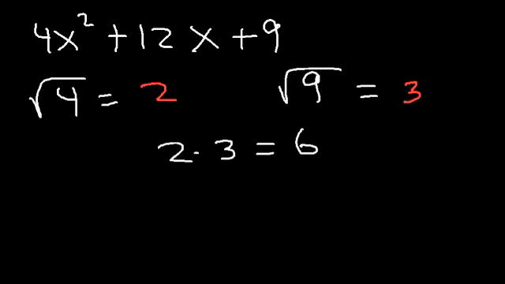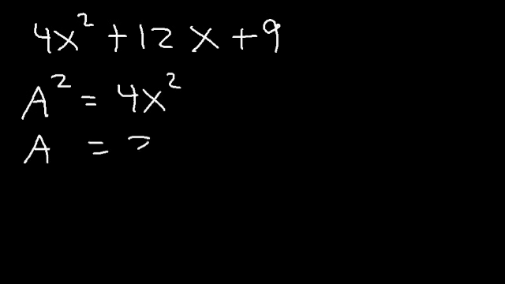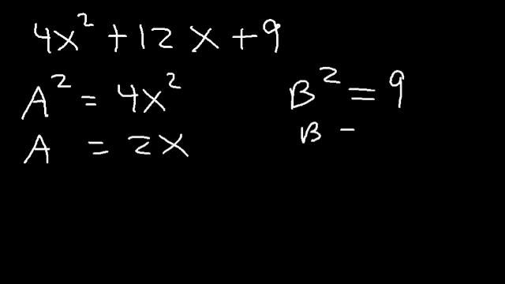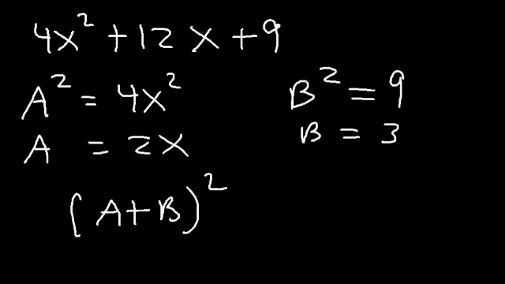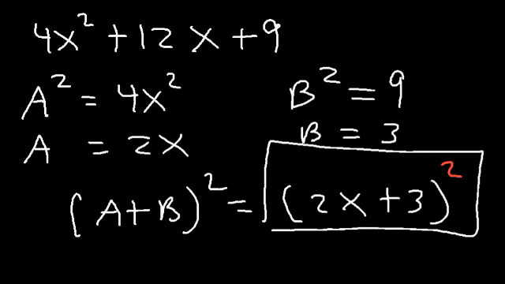So that tells us that this is indeed a perfect square trinomial. So we know that a squared is going to be 4x squared, which means a is 2x. And b squared is 9, so b is 3. And we know the answer is going to be (a + b) squared. So that means it has to be (2x + 3) squared. So according to the formula, this is the answer in its factored form. Let's prove it.